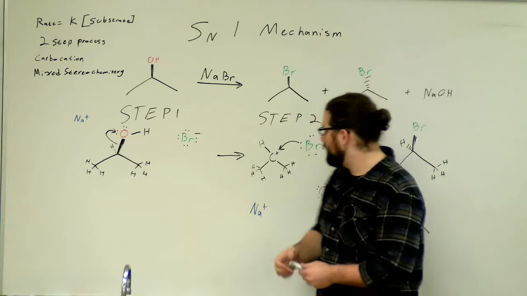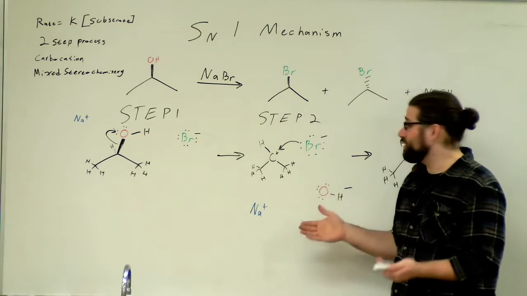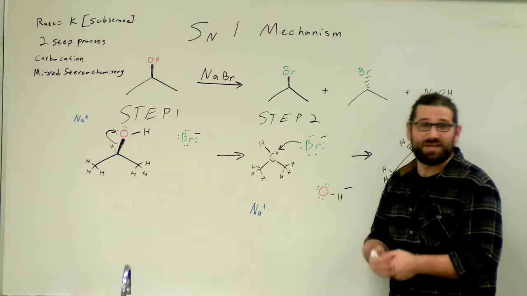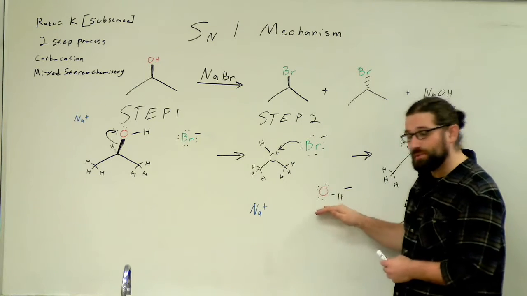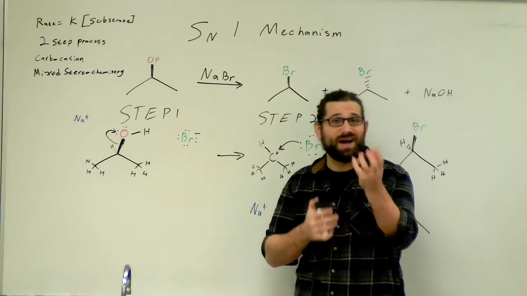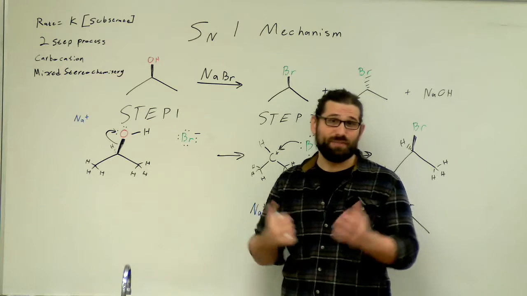Think of it this way. This hydroxide is a better nucleophile than that bromine. It's going to try to reattach if it can. So that needs to be stabilized in some way, shape, or form. What's a way to stabilize a hydroxide or a lot of bases?